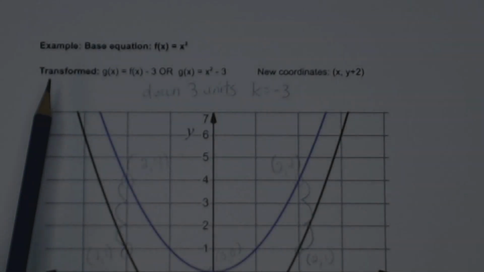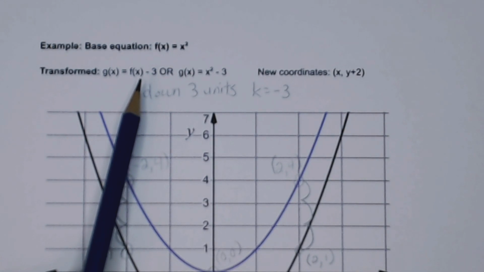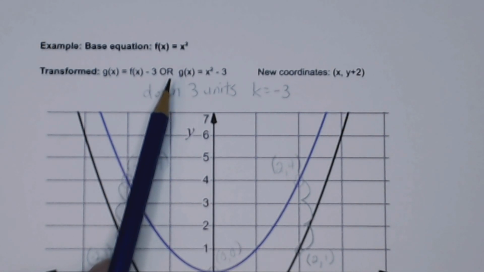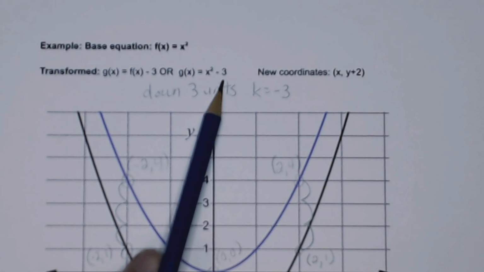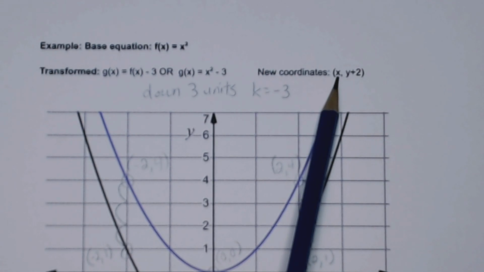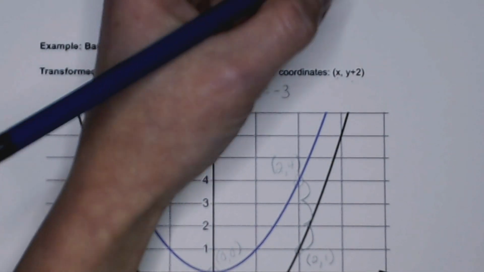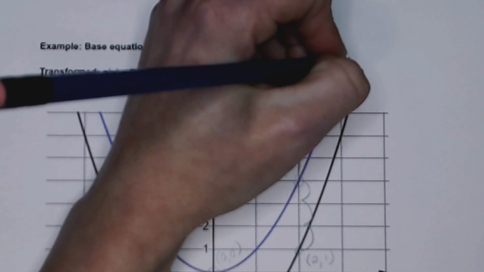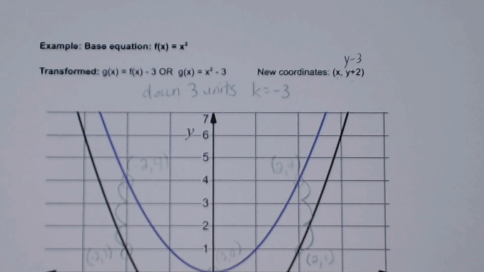negative 3. When you look at the transformed function, g of x is f of x minus 3, or g of x is equal to x squared minus 3. Our new coordinates again are x. All the x values stay the same, and the y values are now, oh, excuse me, that's an error. It should be y minus 3 to give us our new function.